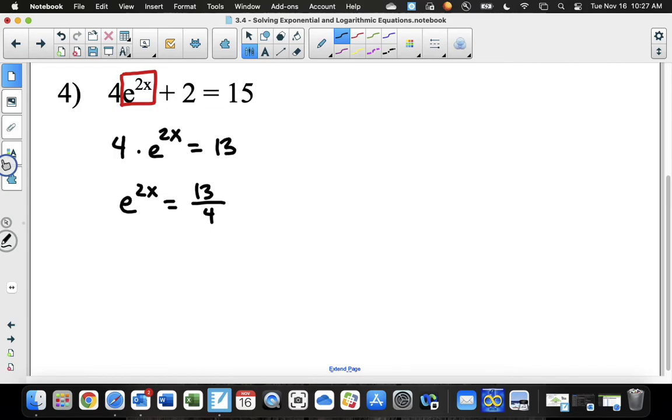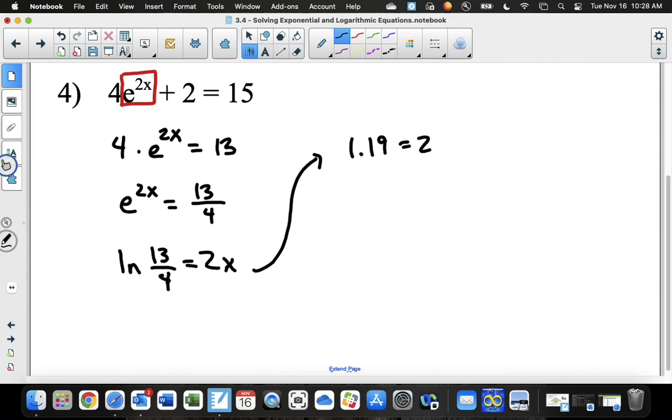Okay? Since this is base e, what kind of log am I going to deal with? Natural log. So we're going to go the natural log, okay, which is already base e, equal to what? Equal to the 2x, which means the 13/4 is your argument. Always equals the exponent. And now, once again, we're pretty much ready for the calculator to finish this off. What is the natural log of 13/4? 1.19. Okay. So approximately 1.19 equal to 2x.